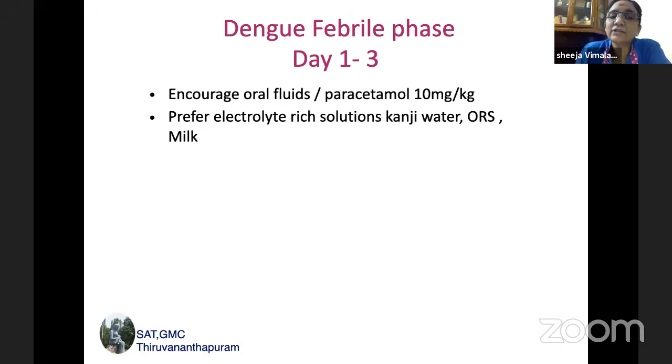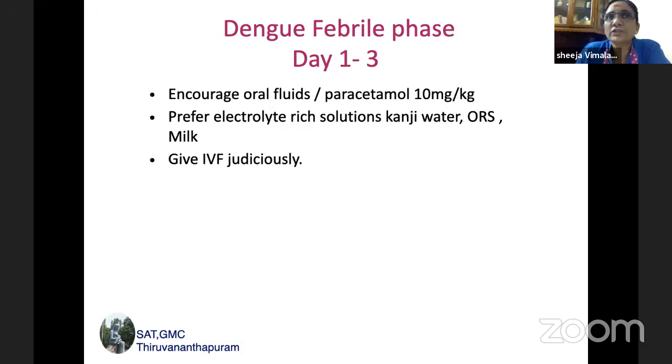And always encourage to take electrolyte-rich fluid, Kanyaveda, ORS, milk can be given. Don't allow them to take plain water alone, because most of the children will present to you with hyponatremia. In fact, in our study, we found that 30% had hyponatremia at admission, and hyponatremia will favor the capillary leak. So always better to prescribe an ORS for these children who present to you in the febrile phase.